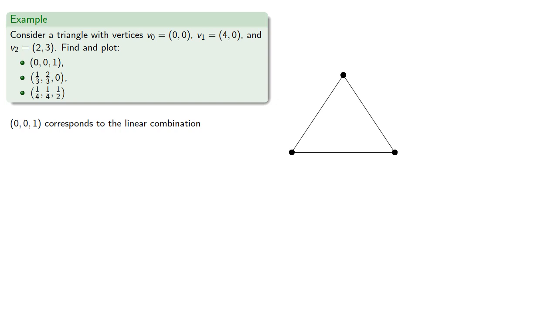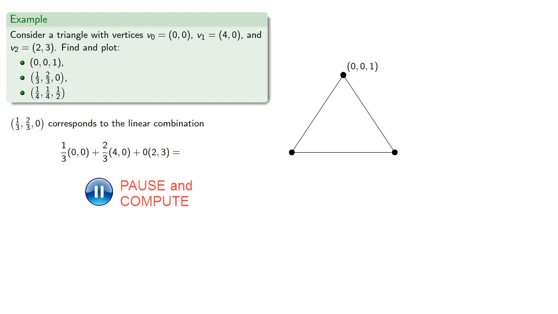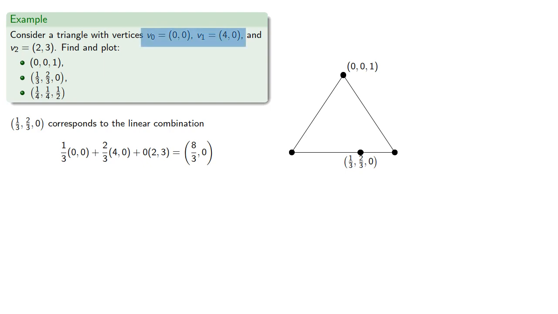(0, 0, 1) corresponds to the linear combination 0 of the first, 0 of the second, and 1 of the third, and that gives us the point. And note this is just the vertex v2. (1/3, 2/3, 0) corresponds to the linear combination 1/3 of the first, 2/3 of the next, and 0 of the last, which will be here. And note that's on the edge connecting v0 and v1.